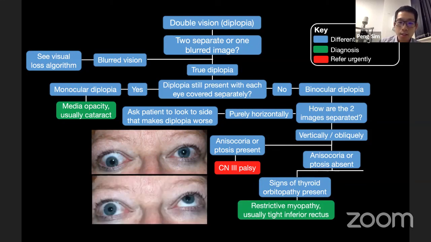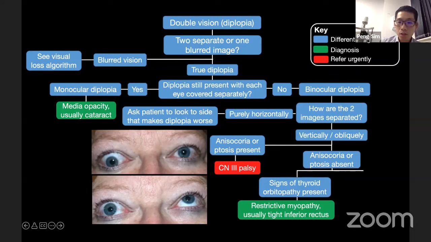In this case here, let me just have a look at the picture. The picture at the top is showing the patient looking in primary gaze, or looking straight ahead. And the bottom picture is showing that the patient is attempting to look upwards. So actually on the right side, the eye is not able to elevate. And the reason for this is because the inferior rectus, which is responsible for depressing or pulling the eye down, is restricted, is tight because of the thyroid eye disease.